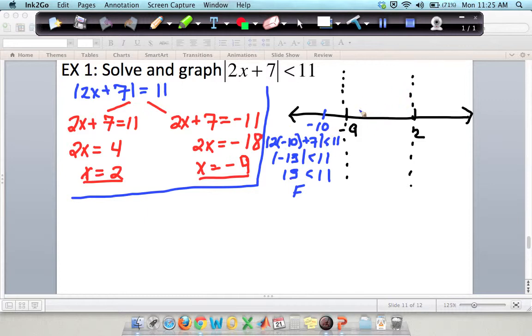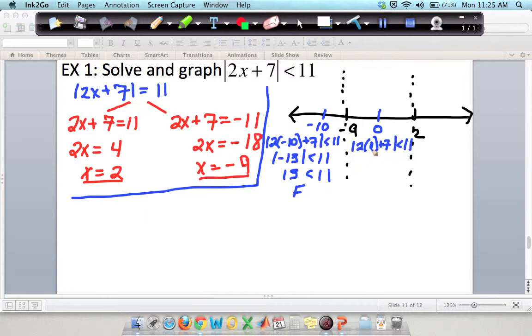Let's come to the middle region. The easiest point we could pick here is 0, because 0 is in between negative 9 and 2. And so this will be really easy to solve. Plug in 0 for x and solve in the original absolute value inequality.